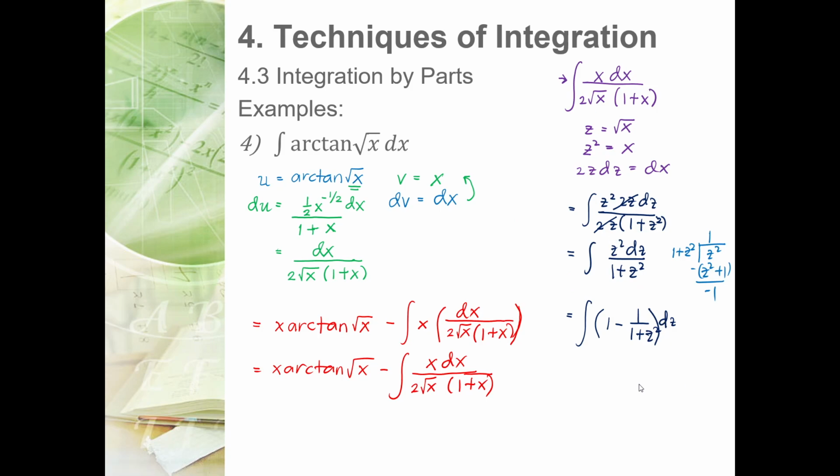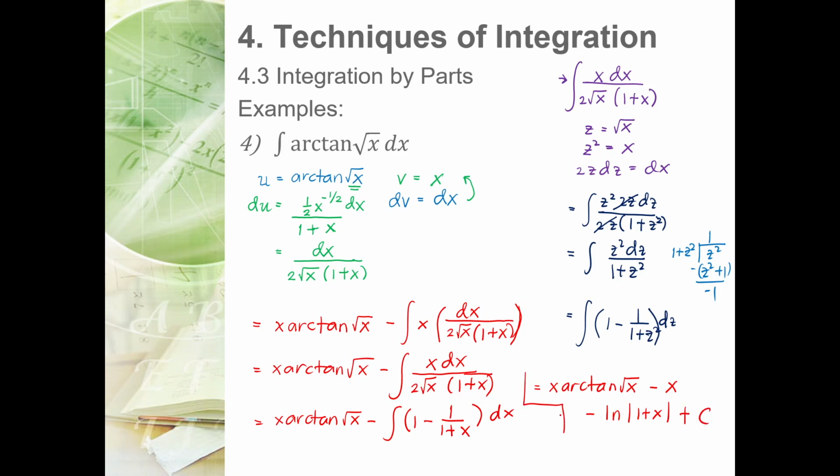So solving it again, let's go back to red. So x arctangent square root of x minus the integral of 1 minus 1 over 1 plus z squared. So z squared is the x term, so this becomes x dx. So the final answer is x arctangent square root of x minus x plus ln of 1 plus x plus c.